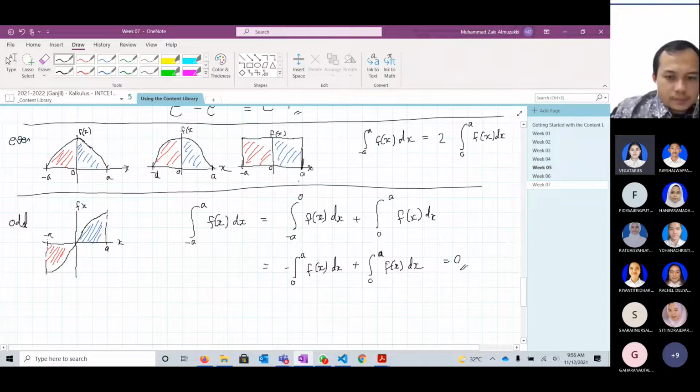Sorry, let me write it. Okay. Even function is if f of minus x is equal to f(x). Odd function is if f of minus x is equal to minus f of x.